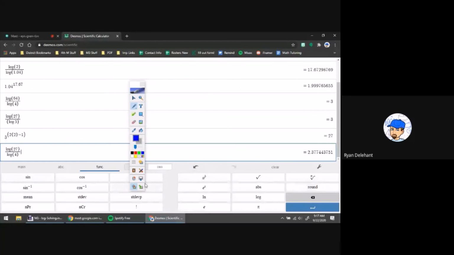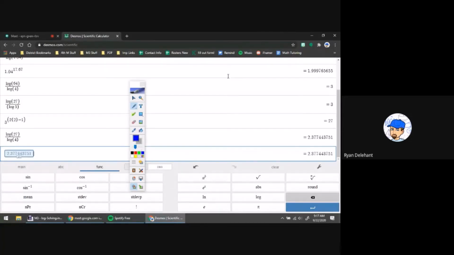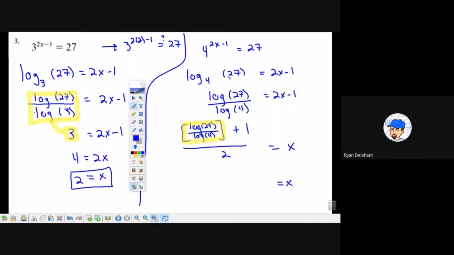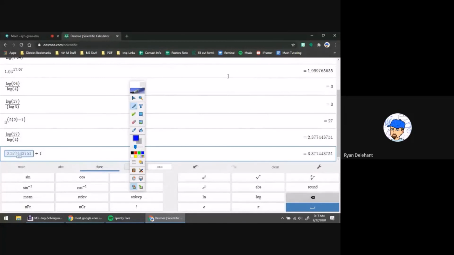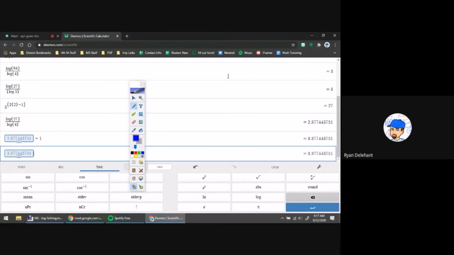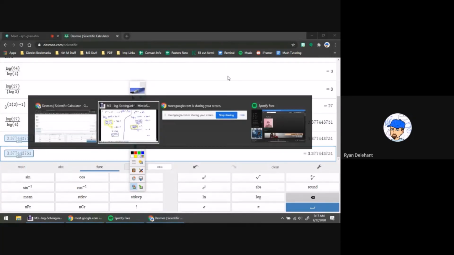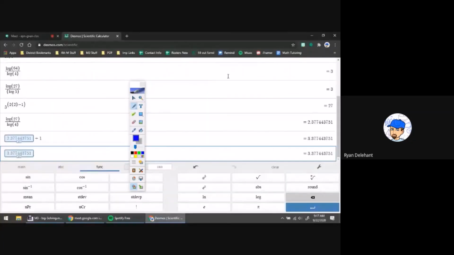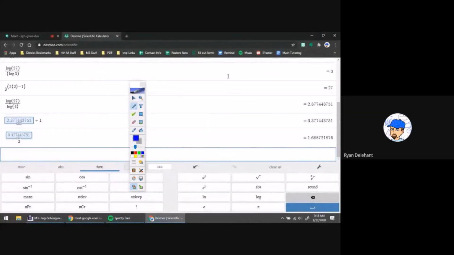So we have log of 27, and I'm not sure if it works on this. It does. If you type in ANS in Desmos Scientific, it'll bring up your previous answer. And what did we want to do to that? We wanted to add 1 to it. So let's go plus 1 and hit enter, and it added 1 to it. And then we'll do the same thing. We're going to type in ANS, and it brings up the previous answer. And we wanted to divide by 2. We're going to divide by 2. And we see that that should be 1.69.